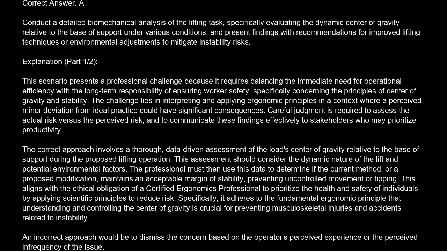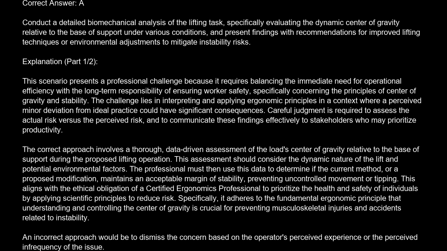The correct approach involves a thorough, data-driven assessment of the load center of gravity relative to the base of support during the proposed lifting operation. This assessment should consider the dynamic nature of the lift and potential environmental factors. The professional must then use this data to determine if the current method, or a proposed modification, maintains an acceptable margin of stability, preventing uncontrolled movement or tipping.